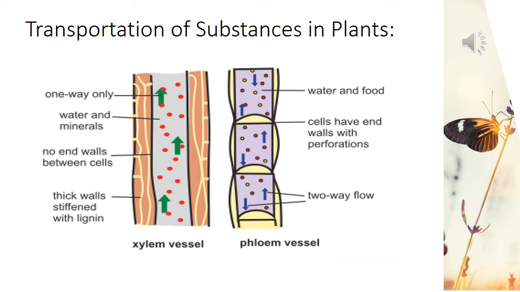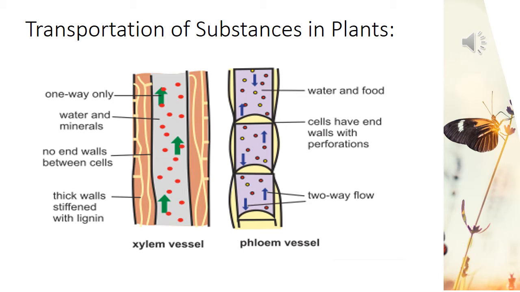Let's talk about transportation of substances in plants first. We know that plants prepare their own food by the process of photosynthesis, right? To prepare their own food and to grow, plants need water, minerals and other nutrients. So plants have a transport system called the vascular system, which transports this material throughout the plant. The vascular system has tube-like structures called the xylem cell and the phloem cell.